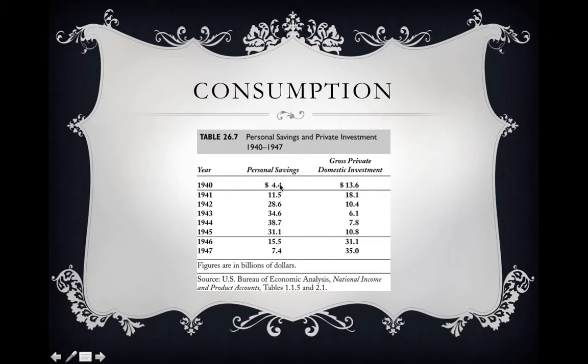And you could take a look at this. What happens with personal savings? In 1940, personal savings was only 4.4 billion, and by the end of the war, by 1944, personal savings was close to 10 times that level. All right. So that was savings, but this was not translated into domestic investment.